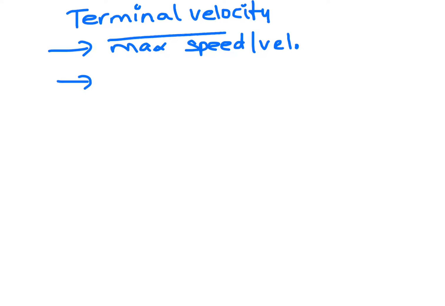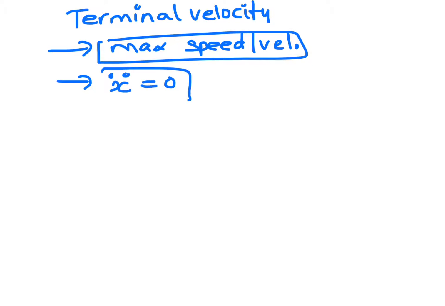Just want to talk about the terminal velocity. Now, the terminal velocity is the absolute maximum speed or velocity that you can go. It happens in one situation. The way of finding it is when the acceleration equals zero, because when the acceleration equals zero, you'll be going at your maximum velocity.